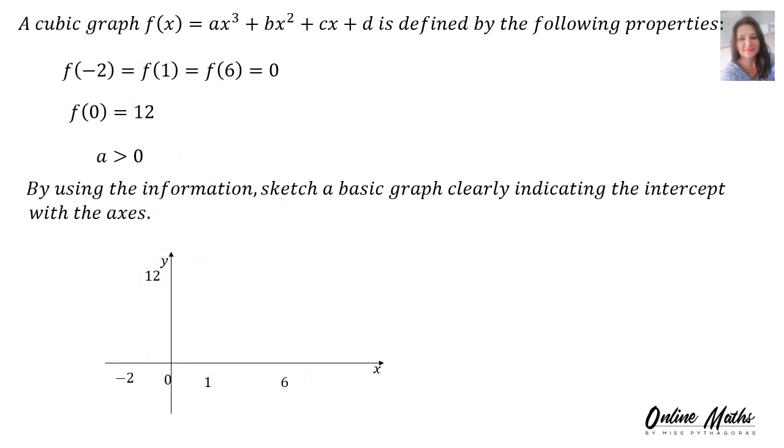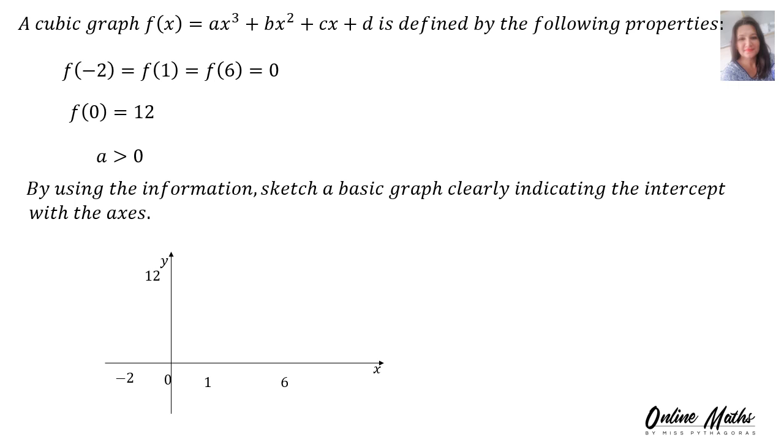I also want to show you this type of question where you still need to sketch the graph, but this is a level 3 question. Let's see. The cubic graph of f of x is equal to ax to the 3 plus bx squared plus cx plus d is defined by the following properties. And then they give you the properties, and then they say, by using the info, sketch a basic graph.